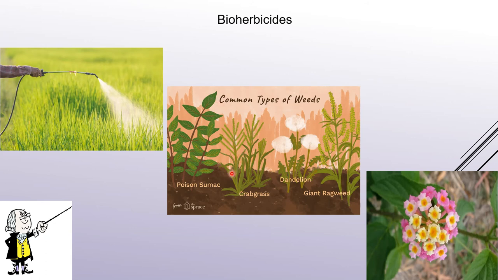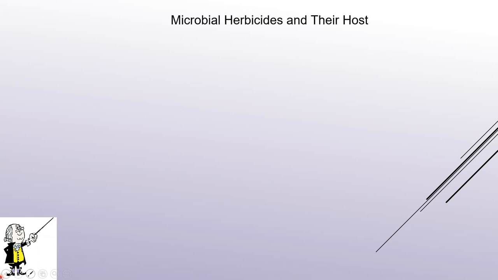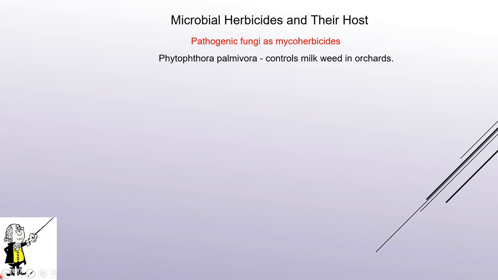Now, weeds are generally not required to grow with our plants. Otherwise, they will start absorbing all the nutrients. This is a flower which is a weed, but it's a very beautiful weed and the name is Lantana camara. Microbial herbicides and their host. The very first is pathogenic fungi as mycoherbicides. The word myco itself means fungus.